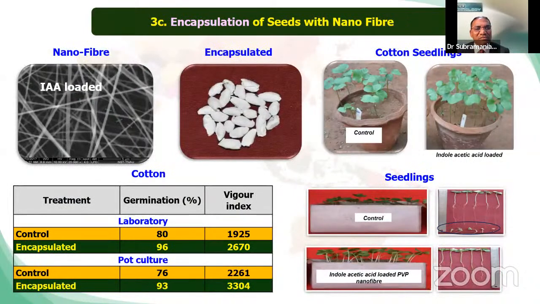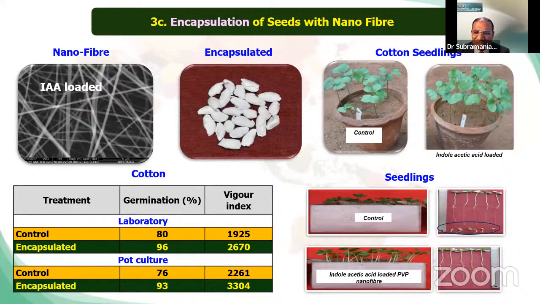The encapsulation of seed with the nanofiber, again, we have done it for cotton. I think the industries are very much interested in introducing the technology, because the area under cotton has diminished because of lots of pests and diseases. So we can introduce pesticide through nanofiber at the time of sowing, so that we can offer protection for at least 20 to 25 days, so that the cotton crop could be protected.